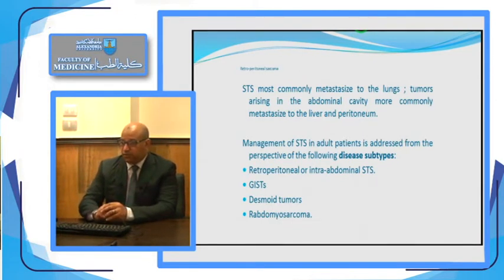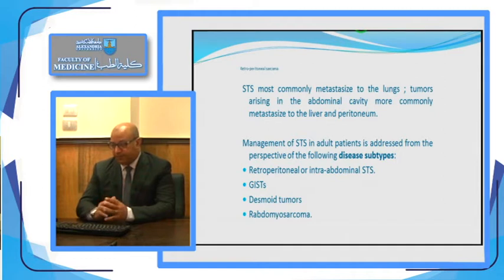Soft tissue sarcoma most commonly metastasizes to the lungs by bloodstream, but tumors arising in the abdominal cavity, either retroperitoneal or visceral, will metastasize to the liver and the peritoneum, creating a form of peritoneal sarcomatosis, which is similar to peritoneal carcinomatosis of the GIT tumors, representing an end stage of the disease.